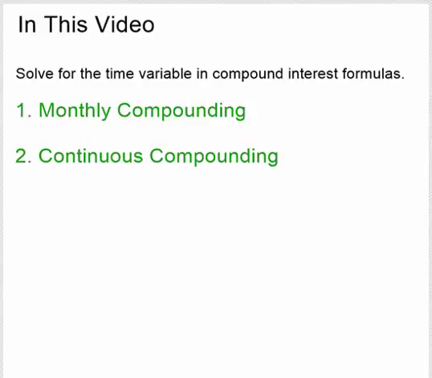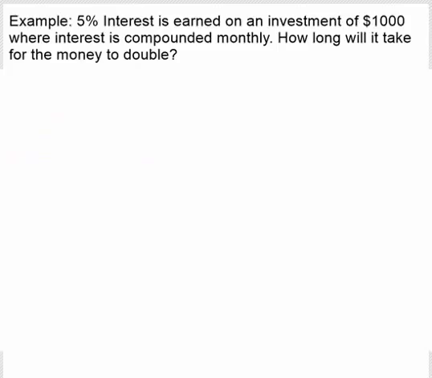In this video, we're going to solve for the time variable in compound interest formulas. We'll do one problem with monthly compounding and another problem with continuous compounding. In the first problem, 5% interest is earned on an investment of $1,000 where interest is compounded monthly. How long will it take for the money to double?